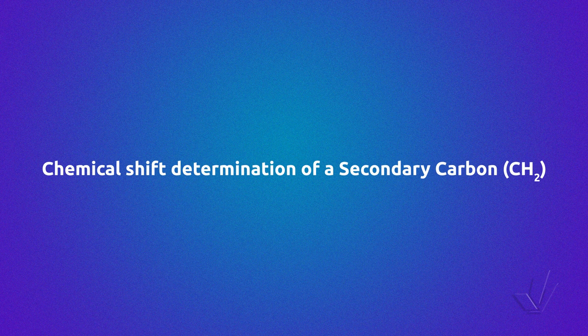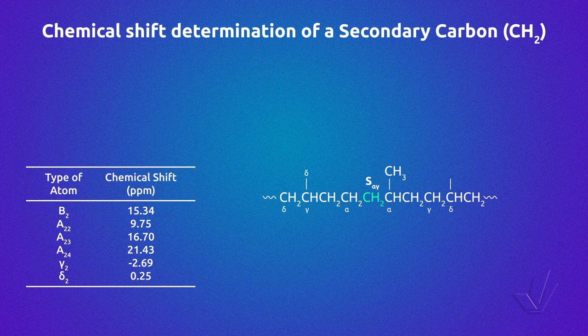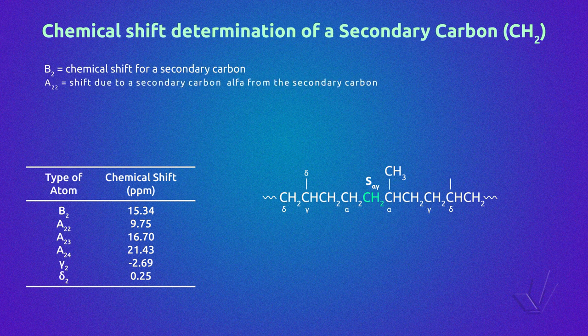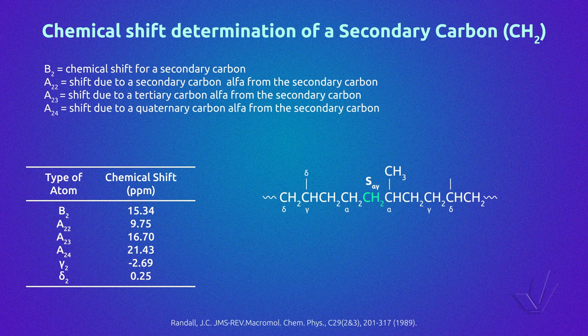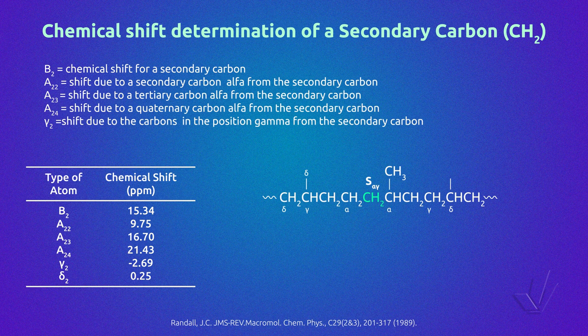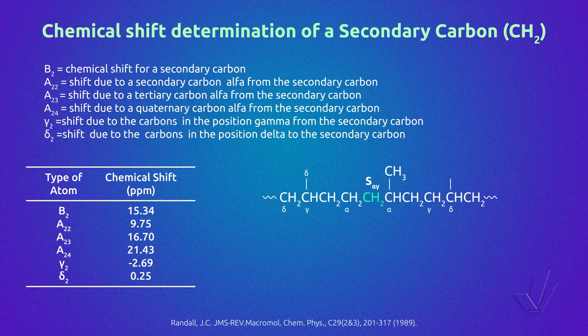If we want to calculate the chemical shift of a secondary carbon, that is a methylene, we must use only the parameters corresponding to B2. As can be seen, those parameters are different from those of the methyl. In this case, A22 is the shift due to a secondary carbon alpha from the secondary carbon. A23 is the shift due to a tertiary carbon alpha from the secondary carbon. A24 is the shift due to a quaternary carbon alpha from the secondary carbon. Gamma 2 is the shift due to the carbon in the position gamma from the secondary carbon. And delta 2 is the shift due to the carbon in the position delta to the secondary carbon.